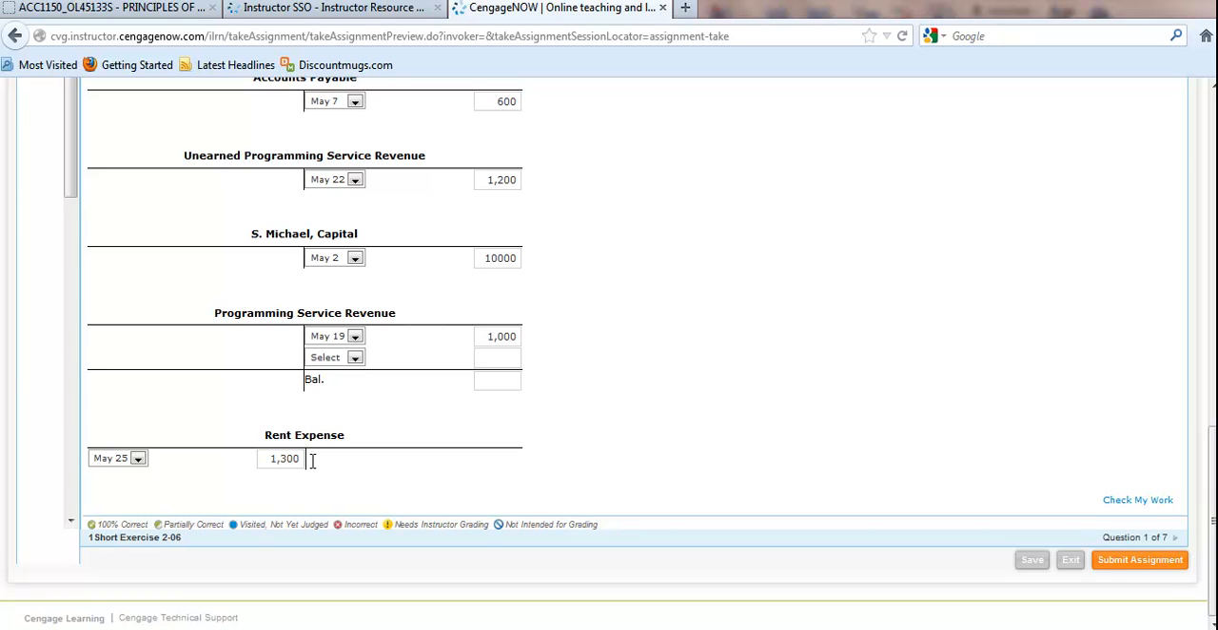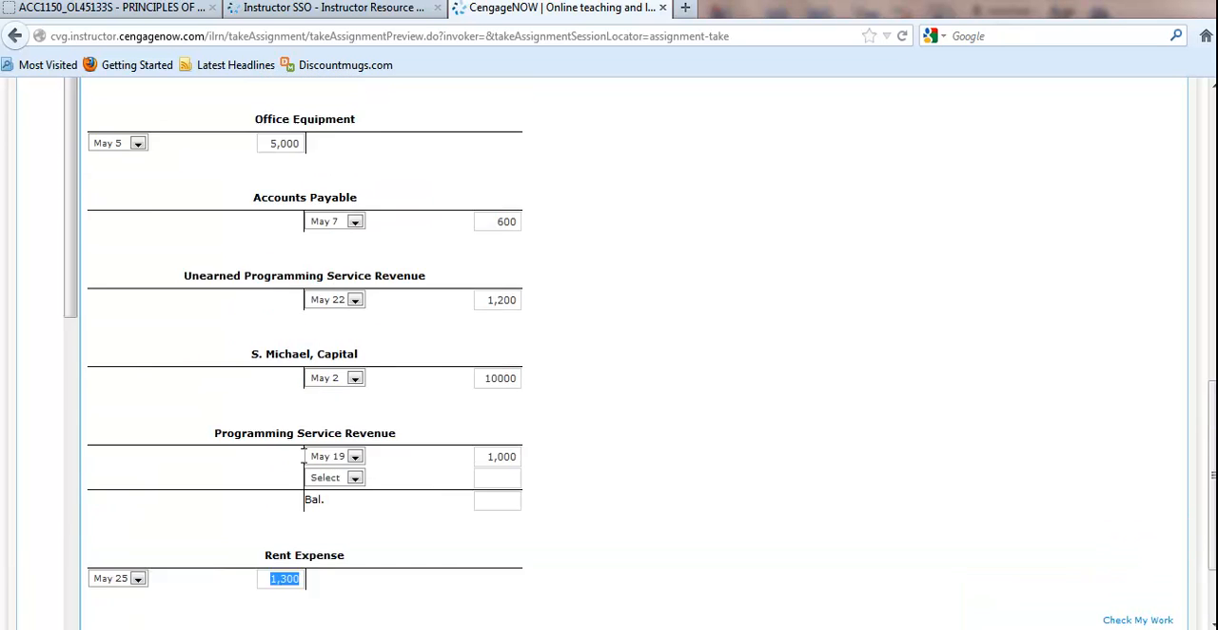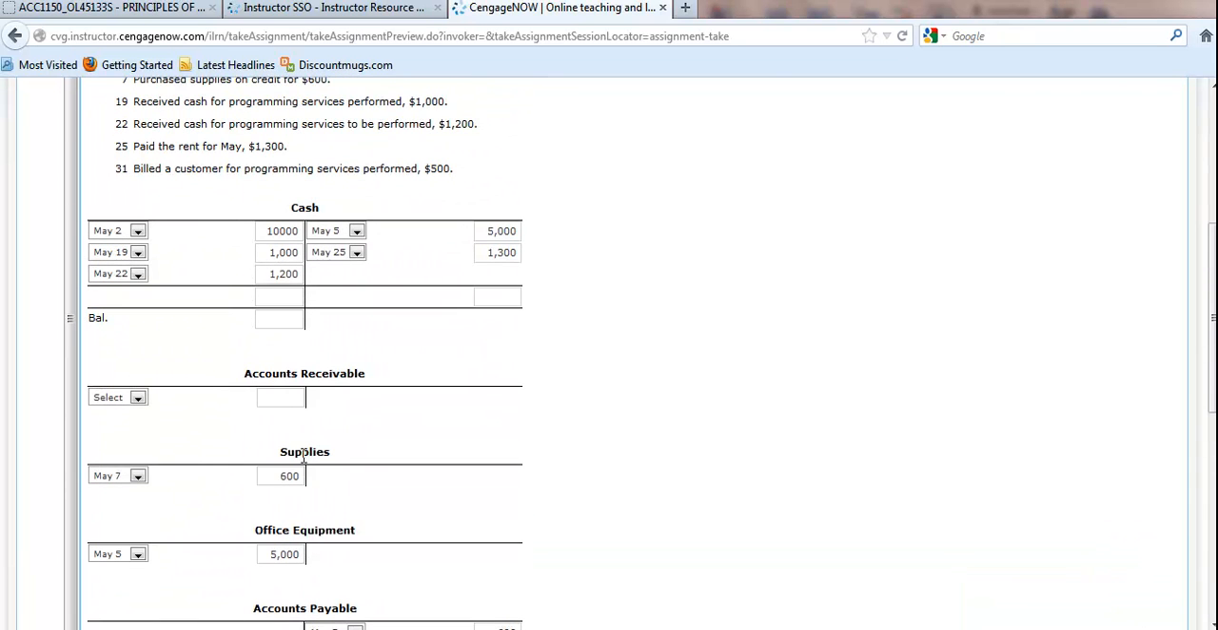So keep in mind as we go through these transactions, don't lose sight, and it's okay to check that my debit of $1,300 on the 25th equals my credit of $1,300 on the 25th. You want to kind of check that all the way through.